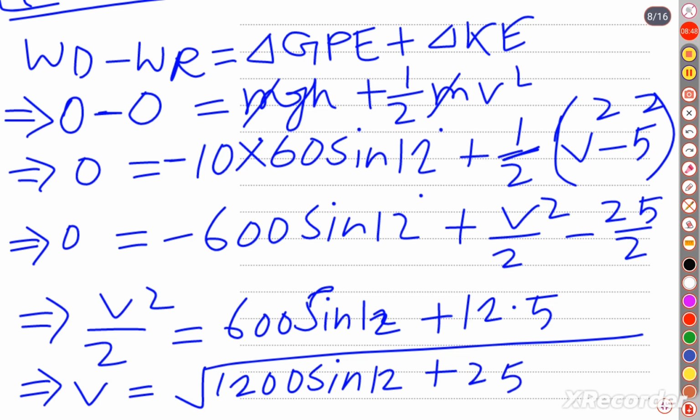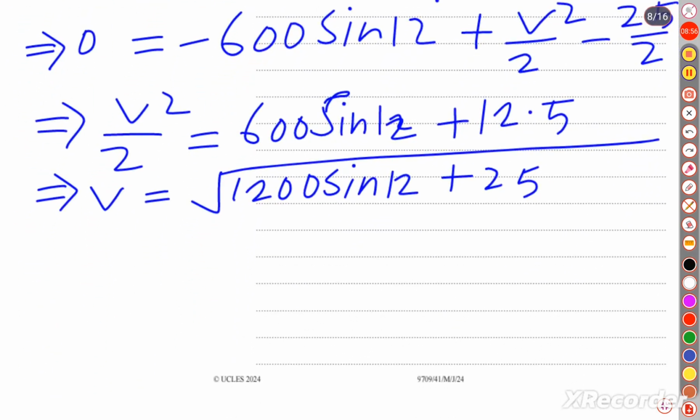Hence our velocity will definitely be positive, because it was increasing. Let me calculate this: square root of 1200 sine 12 plus 25, under square root, it shows 16.56. That means if we round it to three significant figures, it is going to be 16.6 meter per second. So this is the final velocity of the bobsled.